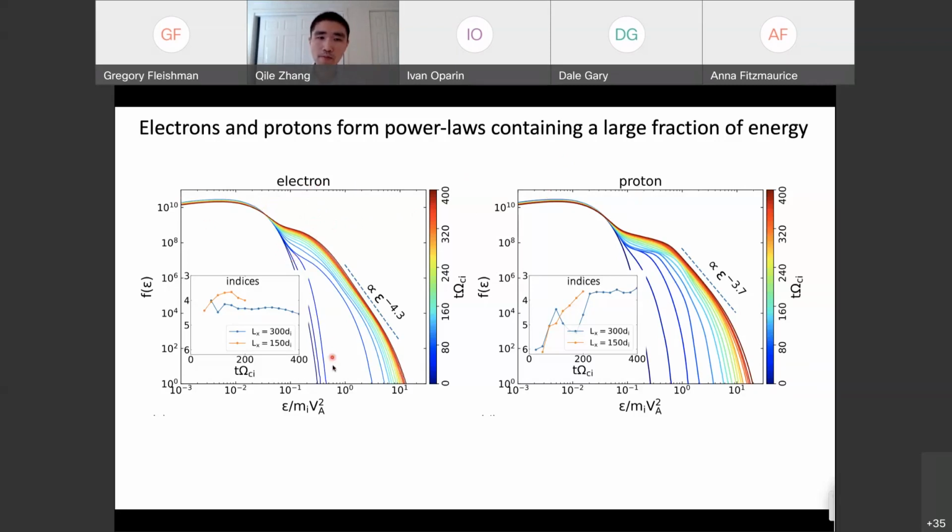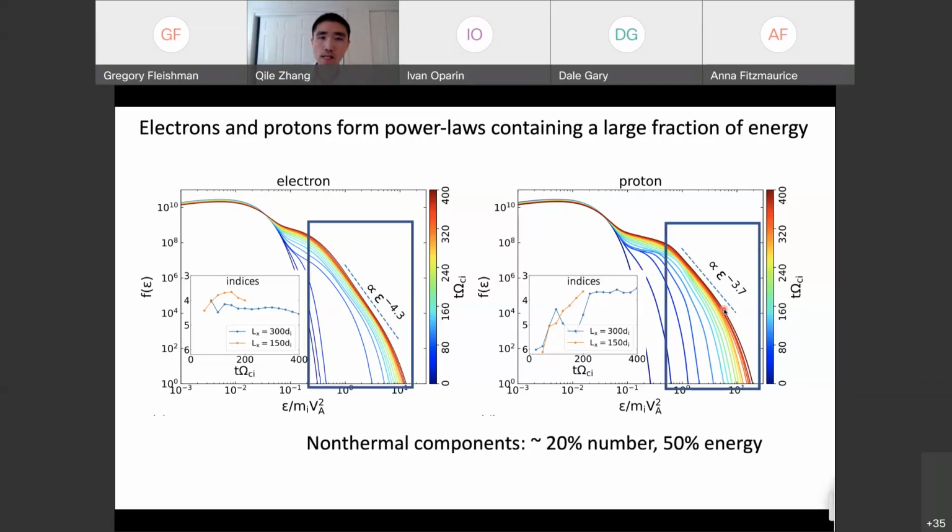So this big blob of Maxwellian is the upstream population. We see that as time goes on, with different colors representing different times, both species evolve into this clear power law spectra, extending to higher energy over time. And this non-thermal power law component consists of about 20% of the number and 15% of the energy of the particles inside the reconnection layer. So it is a significant non-thermal fraction.